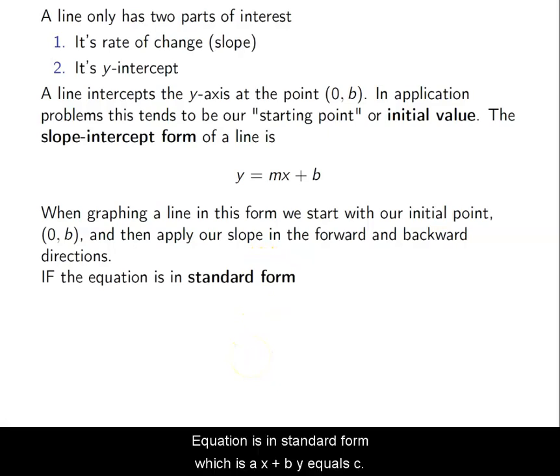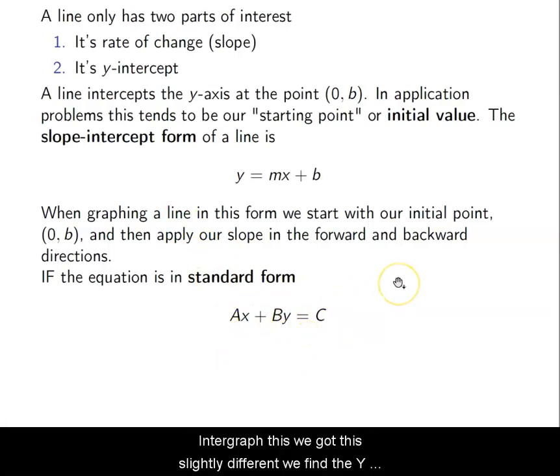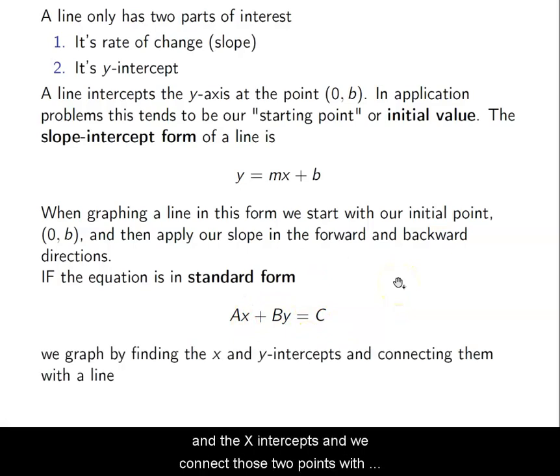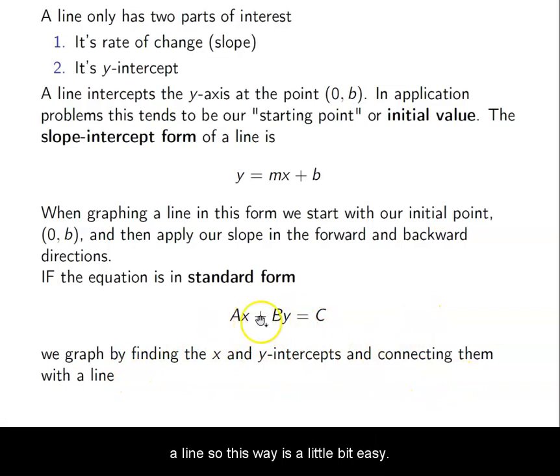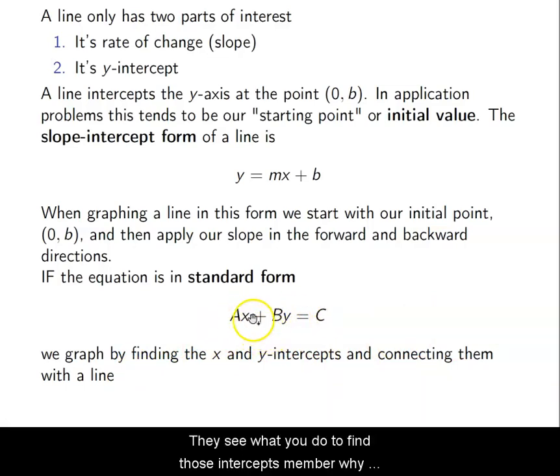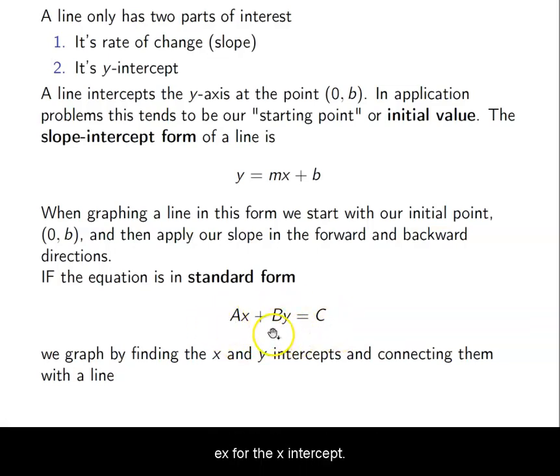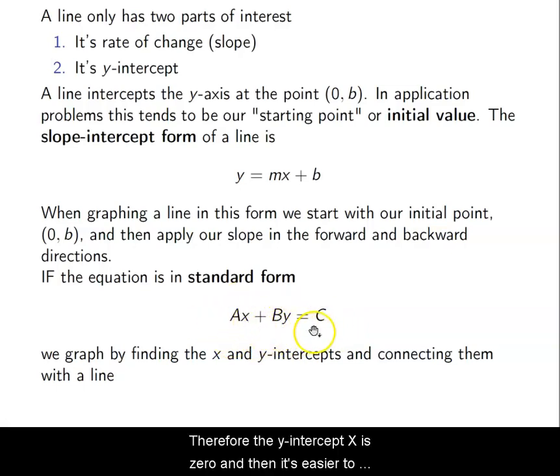So if our equation is in standard form, which is ax plus by equals c, then to graph this, we graph this slightly differently. We find the y and the x intercepts, and we connect those 2 points with a line. So this way is a little bit easier. Basically, to find those intercepts, remember for the x-intercept, y is 0, so this term just goes away, and it's easy to solve for x. For the y-intercept, x is 0, and then it's easy to find the value that we have. So standard form is easy to graph by just finding 2 points.